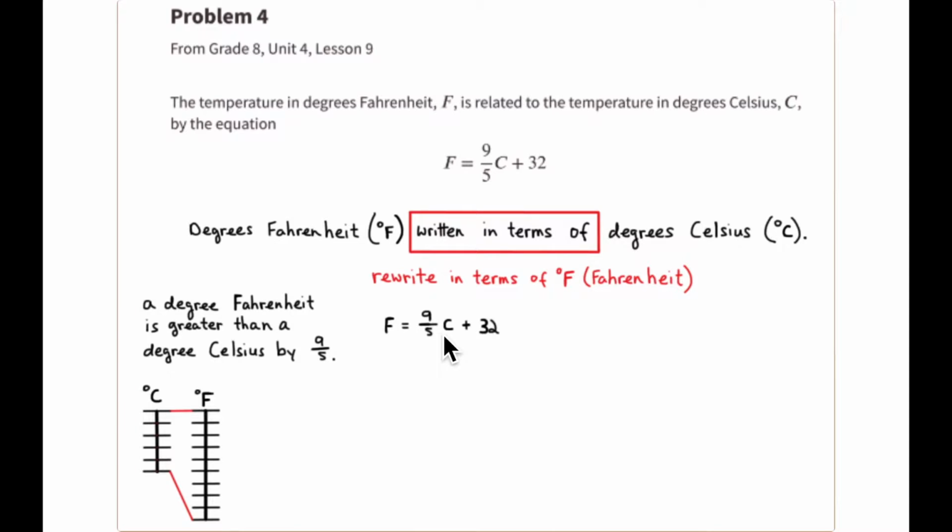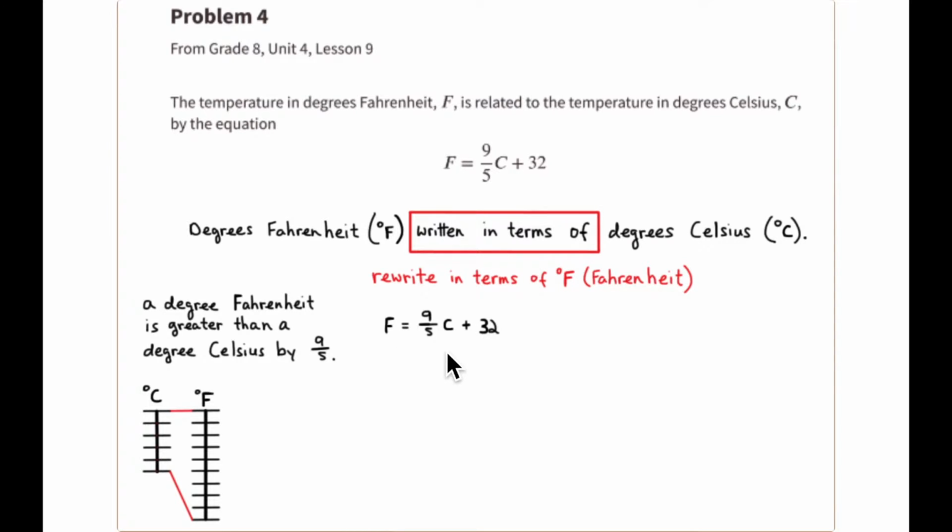And then to get to the degrees Fahrenheit, you have to add 32. This is the y-intercept. So it starts out 32 degrees ahead, and you have to add these 32 degrees to change degrees Celsius to degrees Fahrenheit.